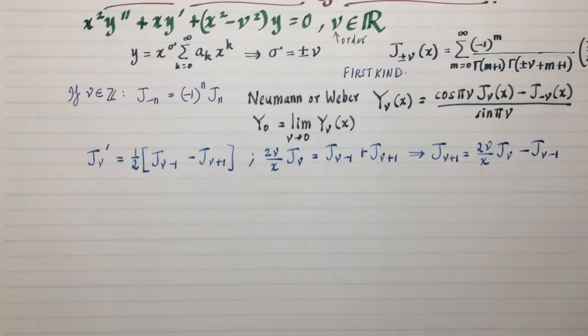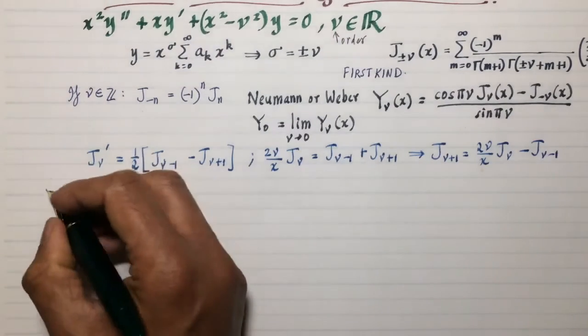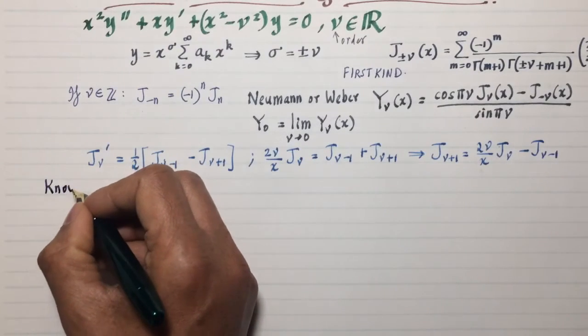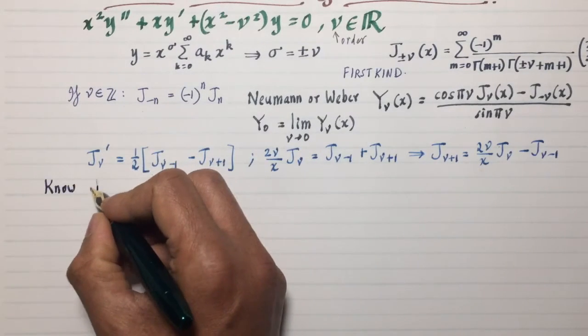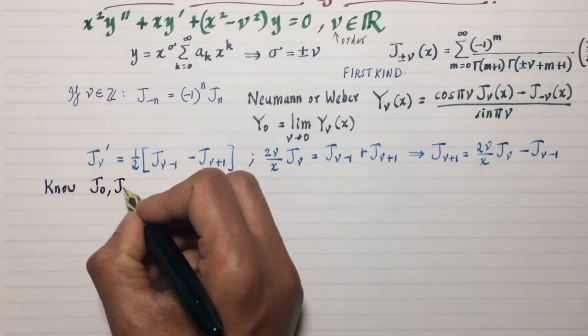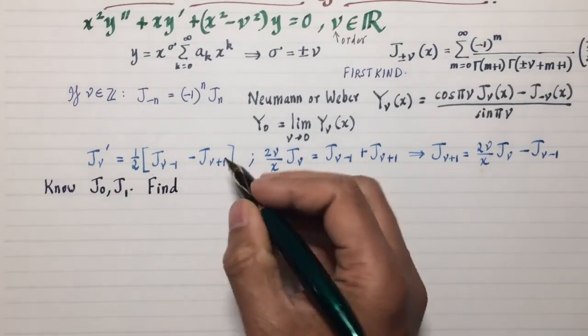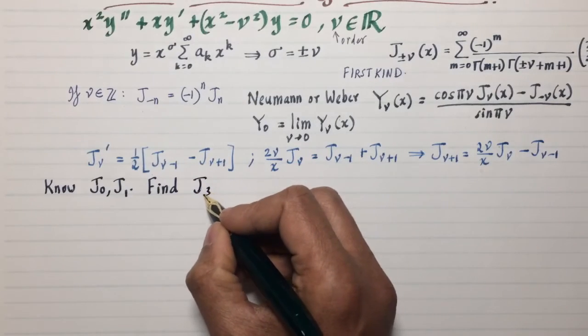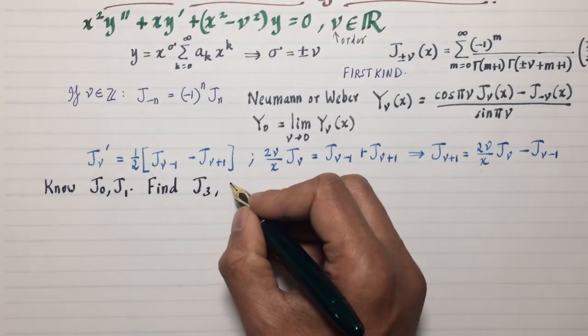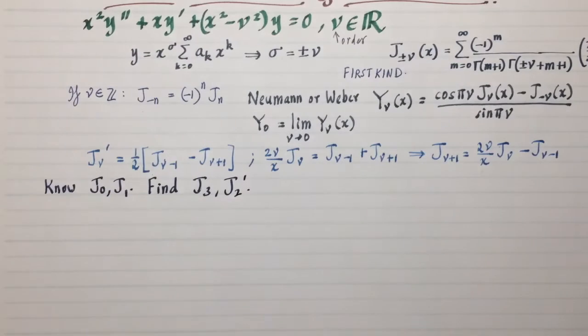Let's use this to maybe show a couple things. So let me say I know J0 and J1. I want to find J3, and I also want to find J2 prime. How will I proceed?